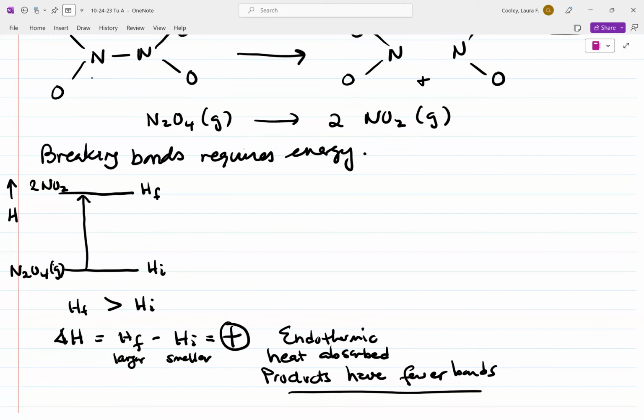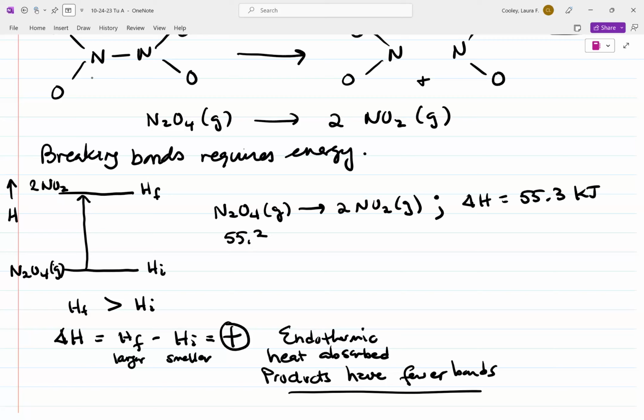So I could write the thermochemical equation for this reaction. And all it needs is for me to put down the value of the delta H, which is the amount of heat absorbed. And that number is 55.3 kilojoules. So that means 55.3 kilojoules per 1 mole of N2O4 reacting, or per 2 moles of NO2 forming.